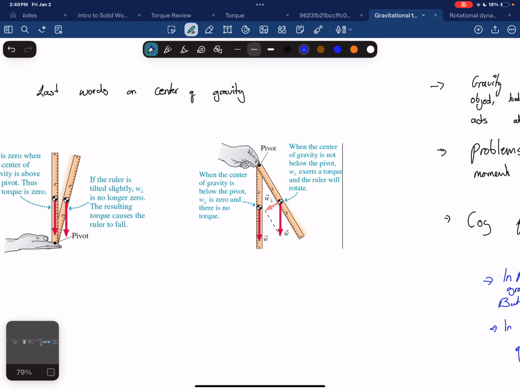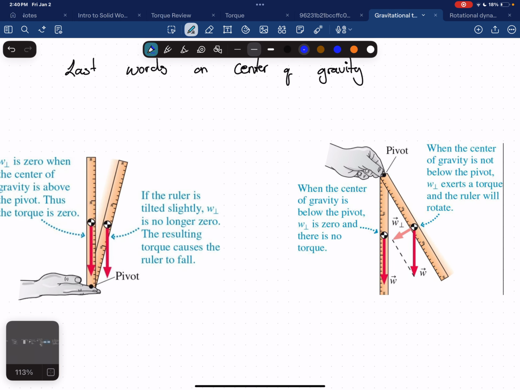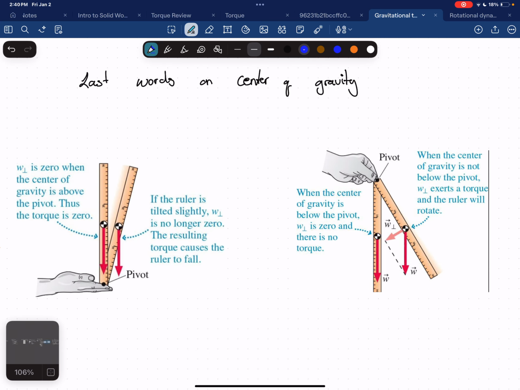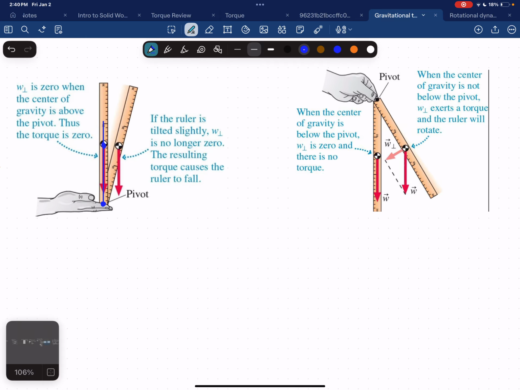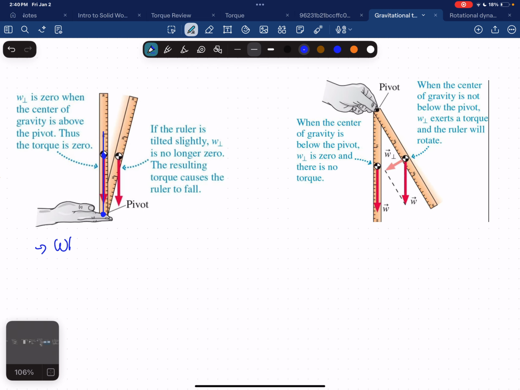Here are my last few words on the center of gravity. When the pivot, right, we have our pivot here, is right above, which is a straight line away from the center of gravity, torque is 0. All right? So, when the pivot is right above or below the center of gravity, torque is going to be equal to 0.